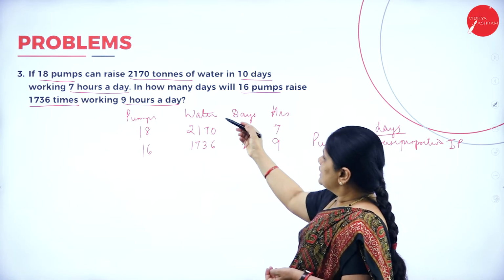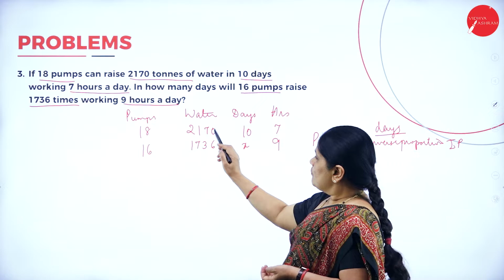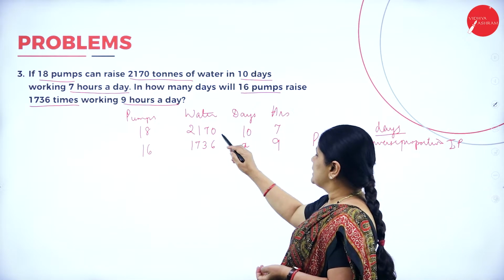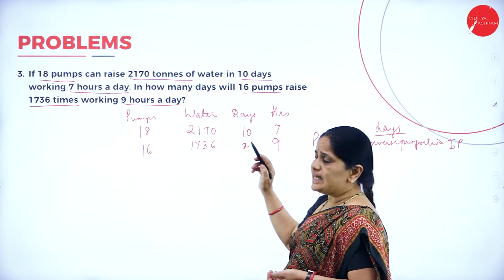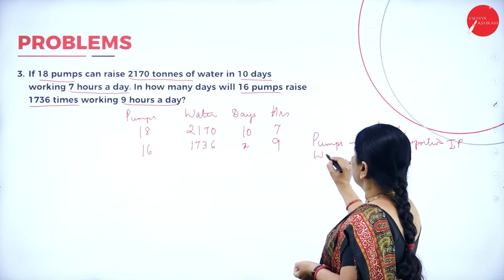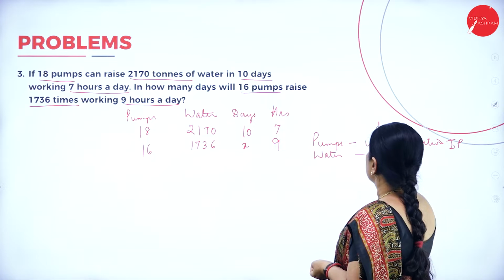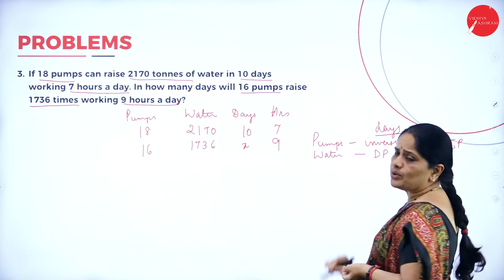Then compare the water and the days. So 2170 tons of water will take 10 days. So less water means less days. So water and days are in direct proportion.